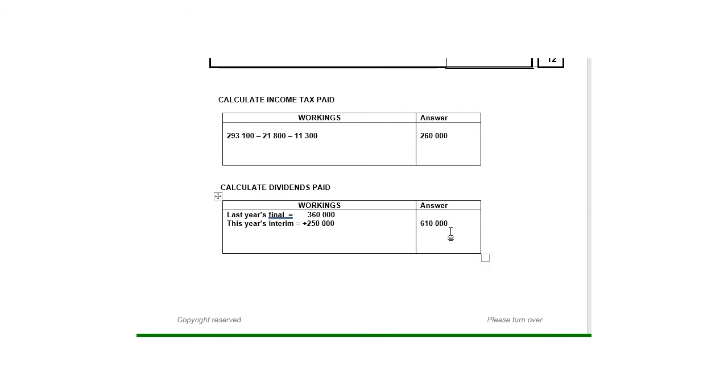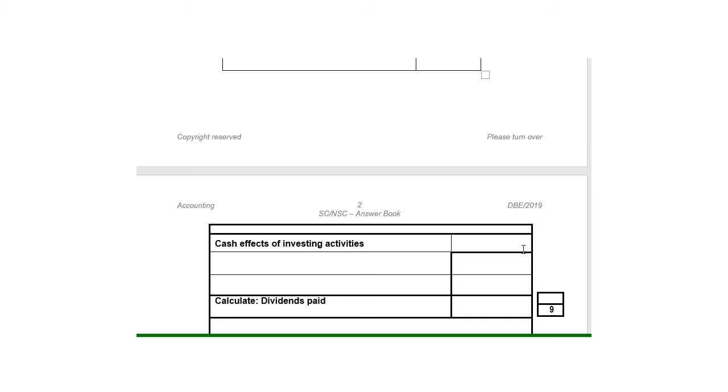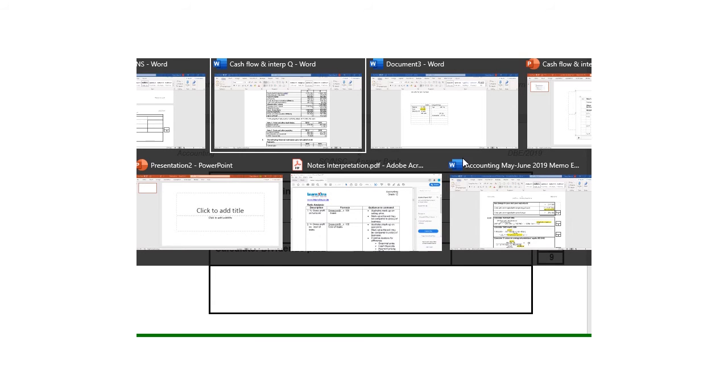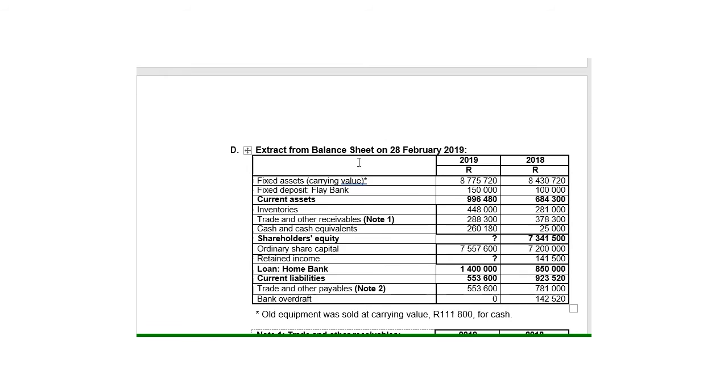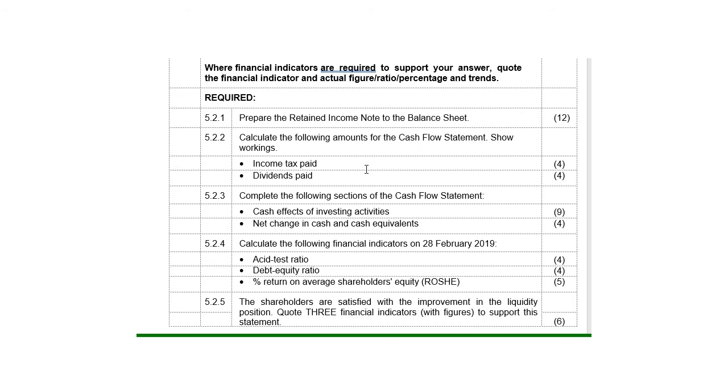You just look for last year's shareholders for dividend balance. That would be last year's final dividend, which is now paid, and we must look for this year's interim. If you did the retained income note, you would have done it already. Good, so that was 5.2.2, those two calculations.